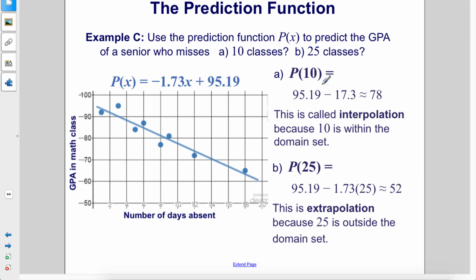For p(10), we just plug 10 in wherever there's an x, which is one time here, and we get about 78. So does that make sense? 10, is this point at around 78? I would say so. And this one, p(25), which we can't see on the graph, we can estimate to be about 52 because we plugged 25 into the function and that's what we get. And that makes sense. We can't see where 25 is, but it would be around here, and 52 would be around there. So yeah, this makes sense.